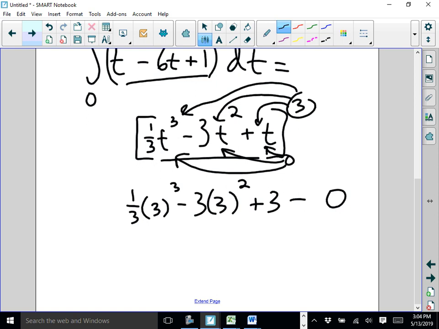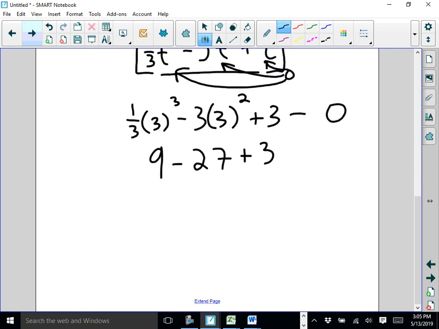3 cubed means 3 times 3 times 3, which is 27. 27 divided by 3 is 9. So I get 9 minus 3 squared is 9. 9 times 3 is 27. Plus 3, 9 minus 27. Right, 9 minus 27. You might not know it off the top of your head. Just do 27 minus 9. We get 18. But since this one's bigger and it's the negative, we get negative 18 plus 3, which equals negative 15. Okay.